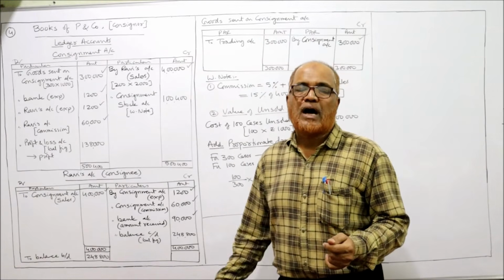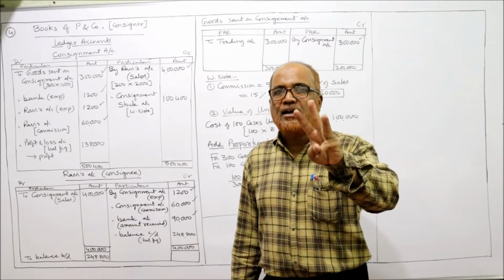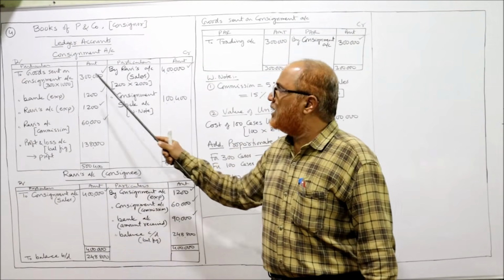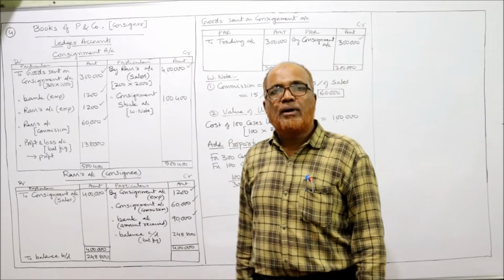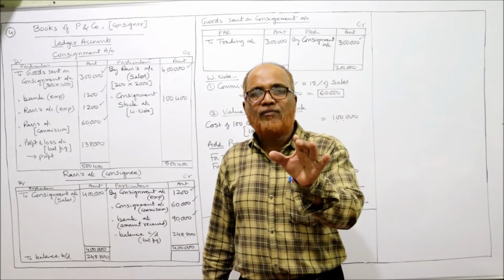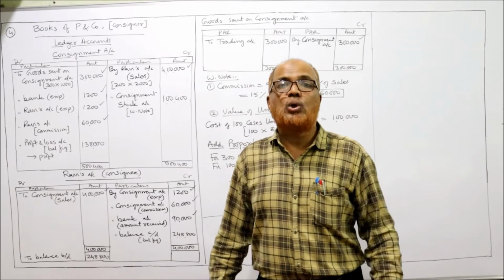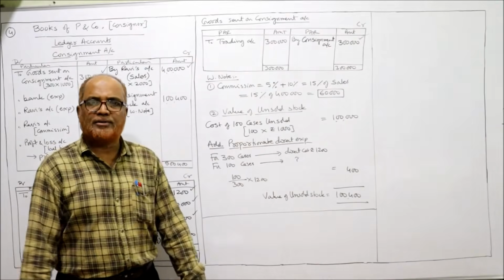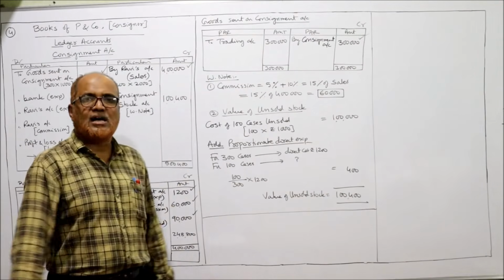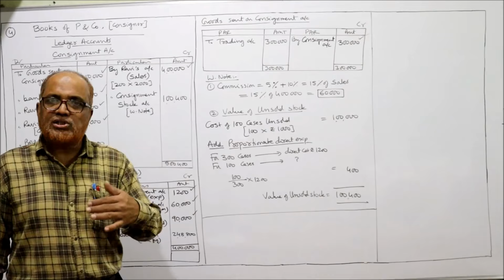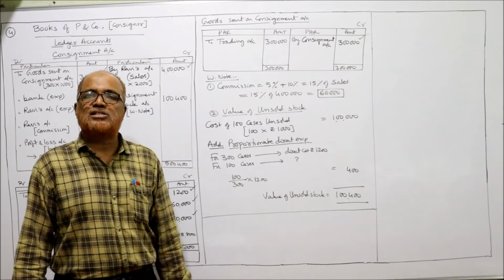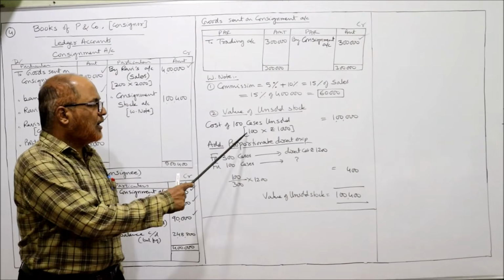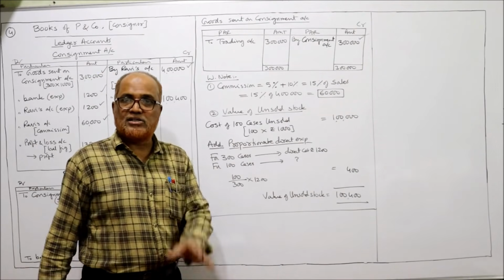Now stock, unsold stock. Actually 300 cases were sent by consignor. But consignee sold how many cases? 200 cases. The remaining 100 cases. We have to find out what is the value of unsold stock, 100 cases. So here you can see value of unsold stock. First of all, cost of 100 cases unsold. What is the cost of each case? In the first line it is given 1000 rupees per case. That is the actual cost. So 100 into 1000, 1 lakh rupees is the cost.